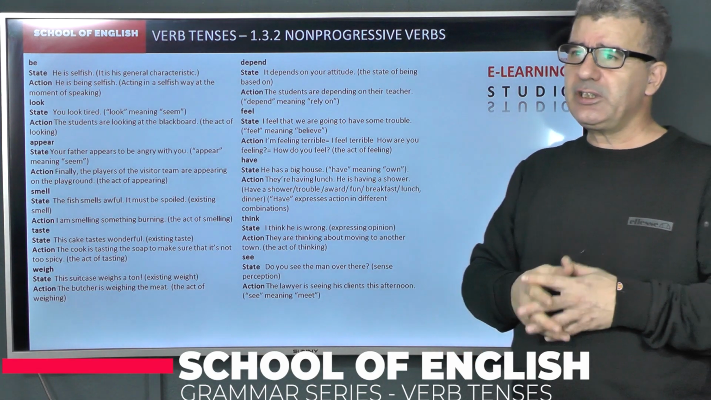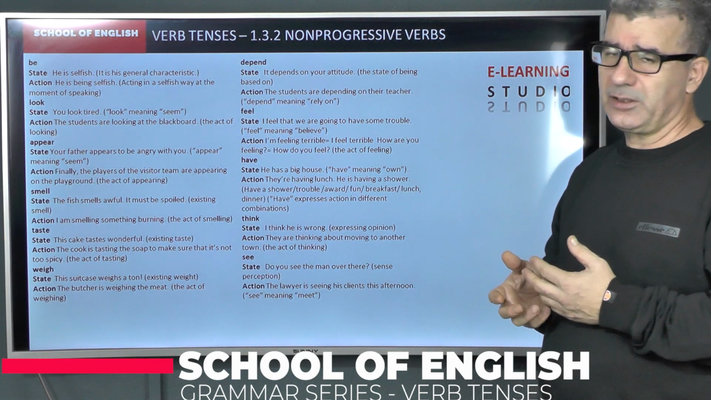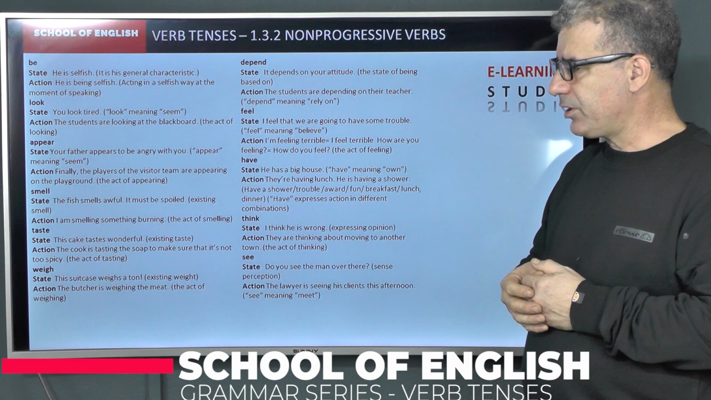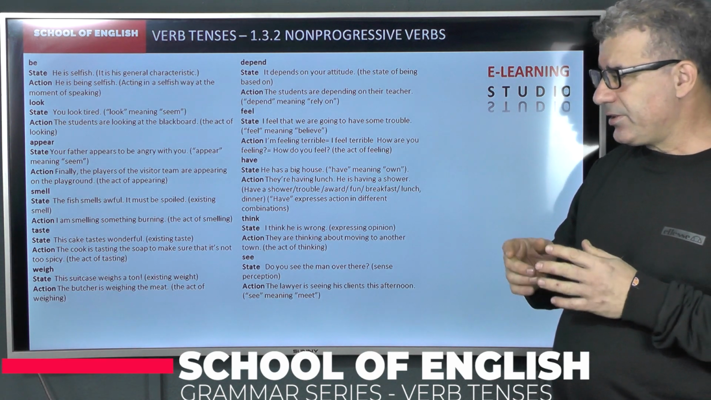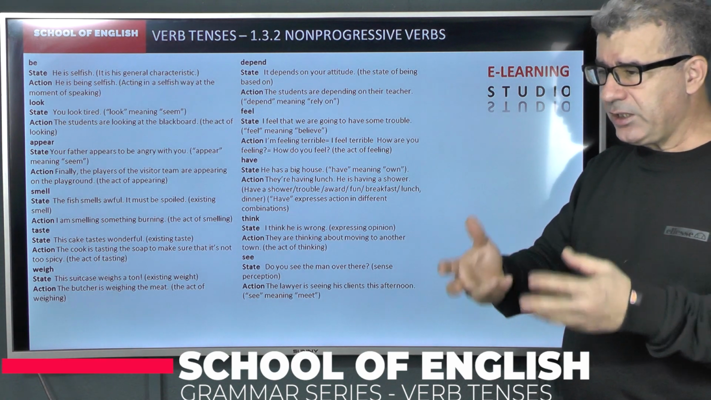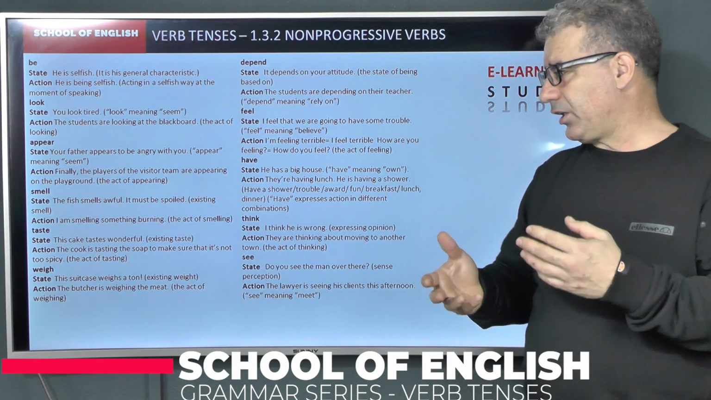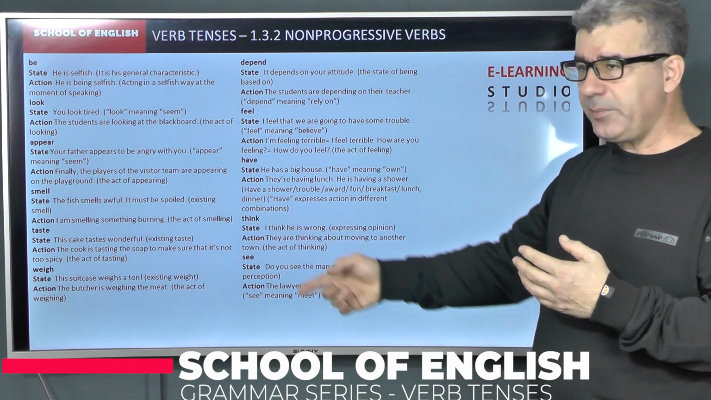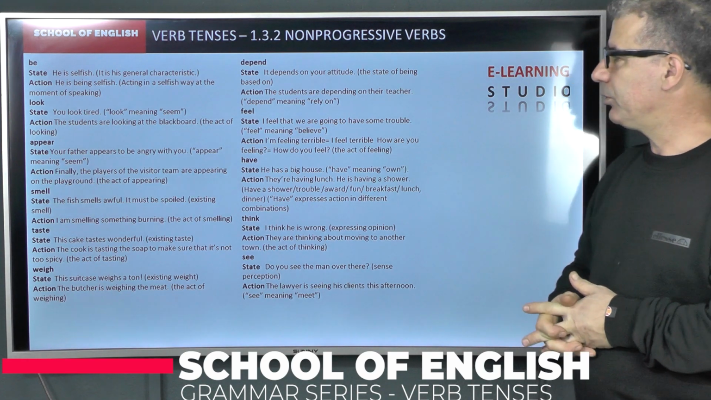Now, how about weigh? If you're talking about the existing weight, then you cannot use it with verb ing. This suitcase weighs a ton. How about action? This is the act of weighing the item. So there is an action. Look at the example. The butcher is weighing the meat. See?